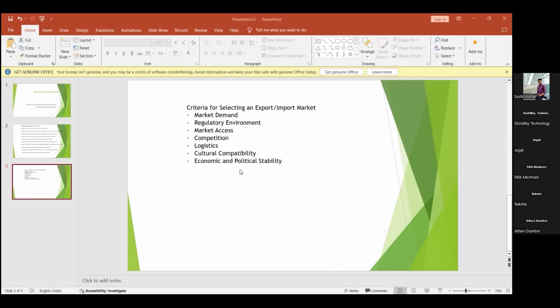Next comes economic and political stability. In that particular country, what their stability is, whether the economic conditions are good, and according to predictions, what wars or political issues may come. This risk also has to be taken into account. So this comes under import and export.